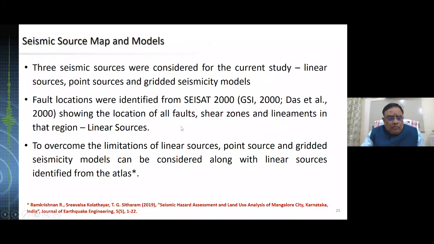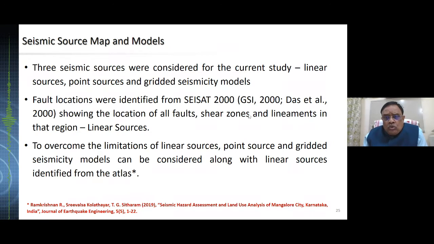So the next is seismic source map and models. I will not get into the details, but as I said, three seismic sources were considered: linear, point, and gridded, so that uncertainties are captured. Fault locations were identified from SISAT. This is the GSI information.